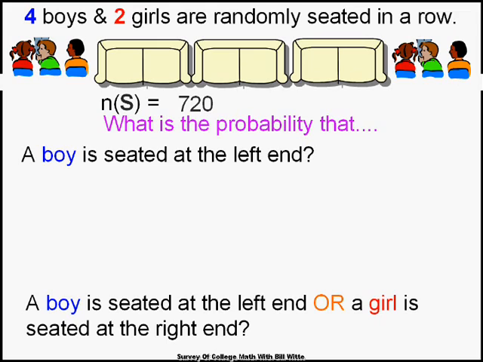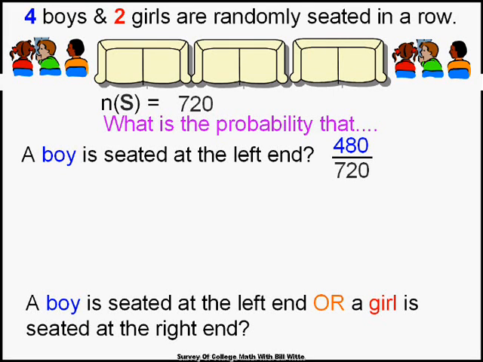What we do is take each probability individually and use the addition property of probabilities. Let's first get the probability that a boy is seated at the left end. Well, we have our sample space, so let's find out how many ways a boy can be seated at the left end. The first seat at the left has a choice of 4 boys, and then I fill in the other seats with anybody else, 5, 4, 3, 2, 1. If I multiply that out and put it over my sample space, I get 480 over 720. I'm not going to worry about doing the calculation.